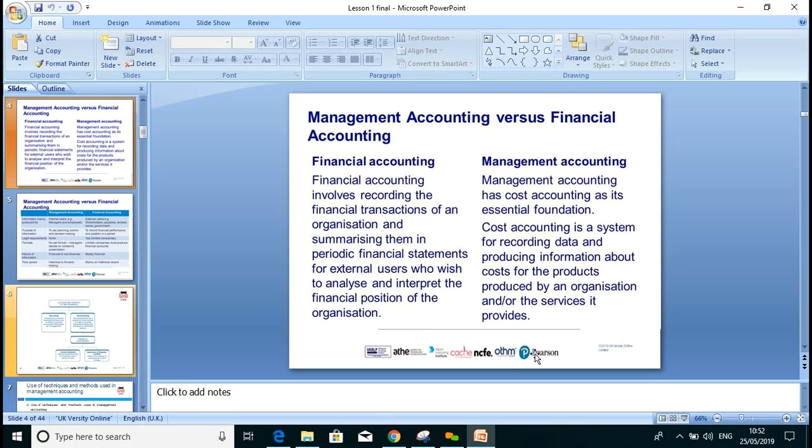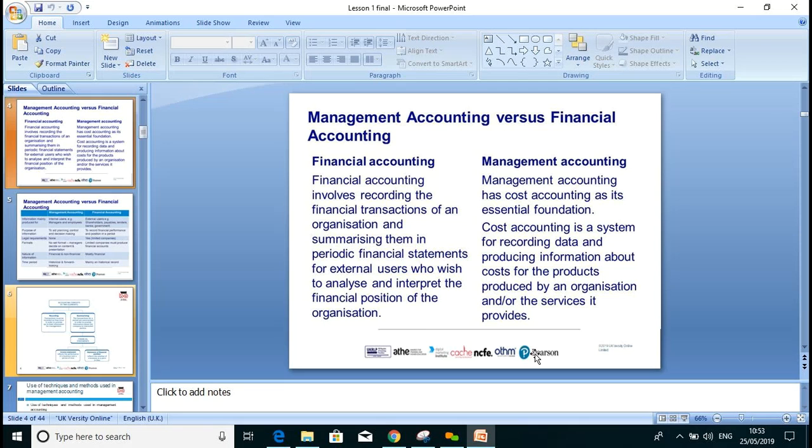And if you are ACA in the UK, we call that the financial accountant. You can do audit for the company. That's a financial accountant. Financial accounting involves recording the financial transactions of an organization and summarizing them in periodic financial statements for external users. So the key purpose here: financial accounting is external, and management accounting has cost accounting as an essential foundation.